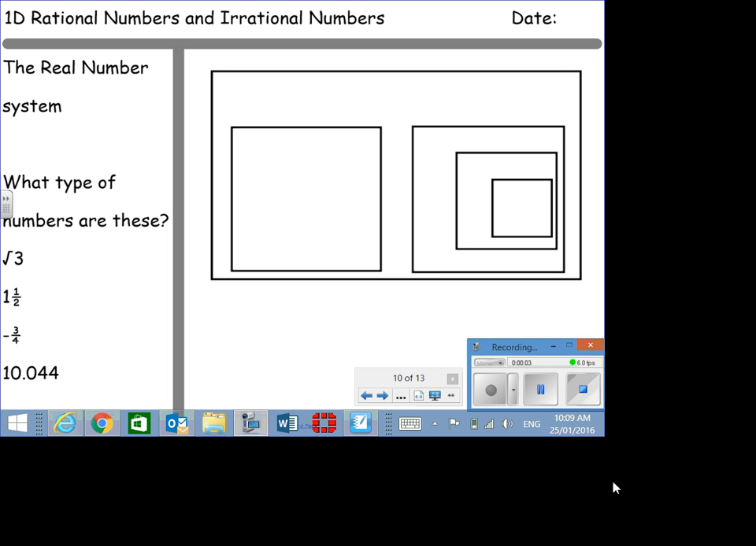Hi, Year 9. We're going to continue with 1D, rational numbers and irrational numbers. So we want to know the difference.